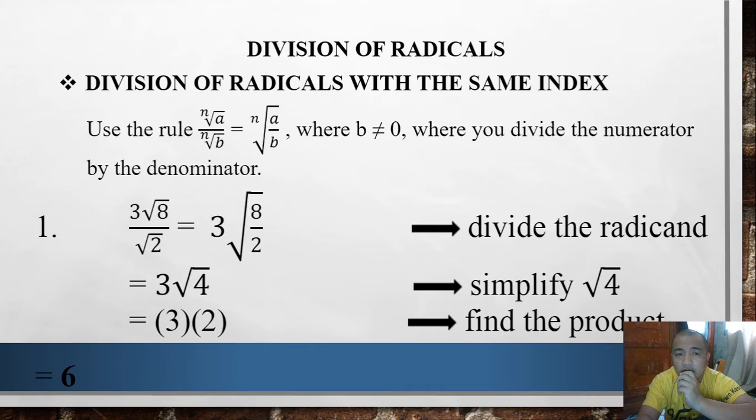Let's learn how to divide radicals. So use the rule here. The nth root of a divided by the nth root of b means, okay, same index, you just divide it: nth root of a divided by b, where b is not equal to 0. So example, 3 square root of 8 divided by square root of 2 means we just divide, since square root of 8 and square root of 2 have the same index, so we just divide 8 by 2. So 3 square root of 4, but square root of 4 is 2, so 3 times 2 is 6. Okay, always simplify our answer.